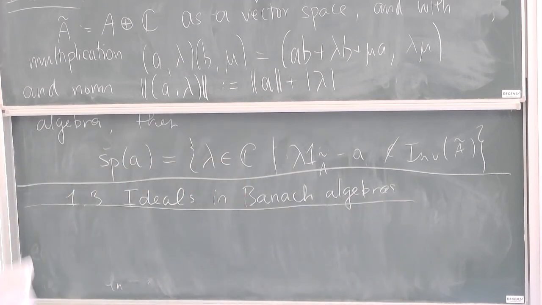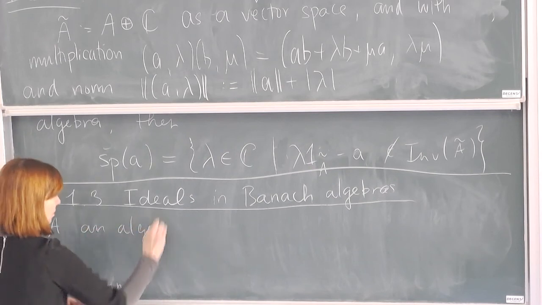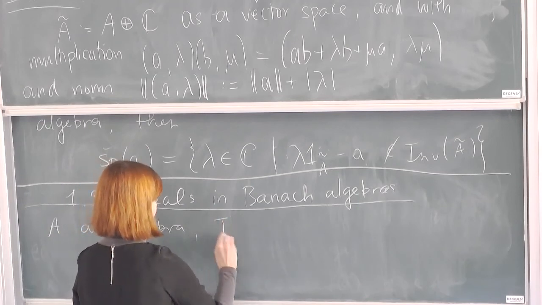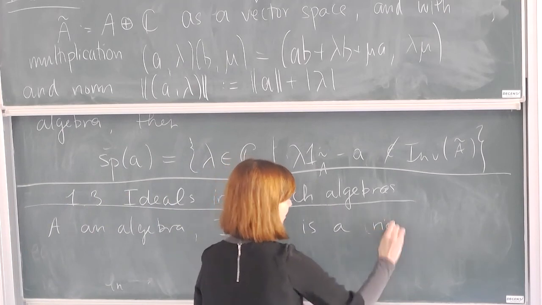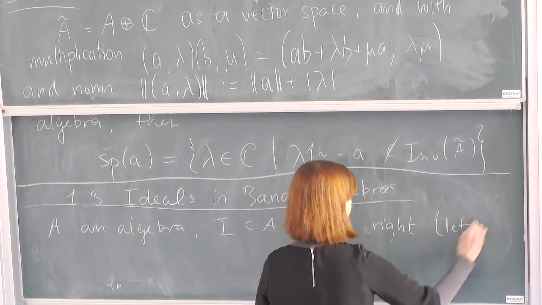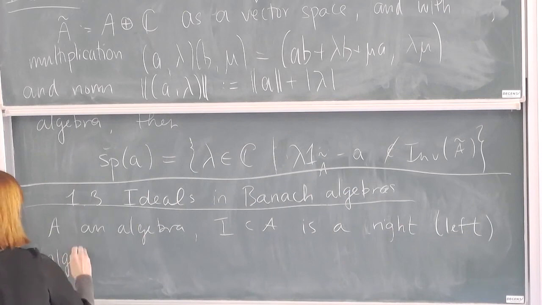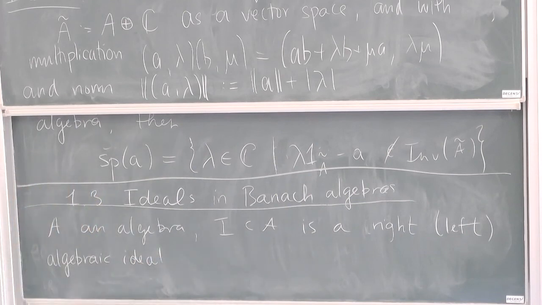So if we have any algebra, then we can make sense of right and left ideals, and these are just closed under multiplication either on the right or the left. And I'm going to call these algebraic ideals so that we can differentiate once we're in the case of a Banach algebra.